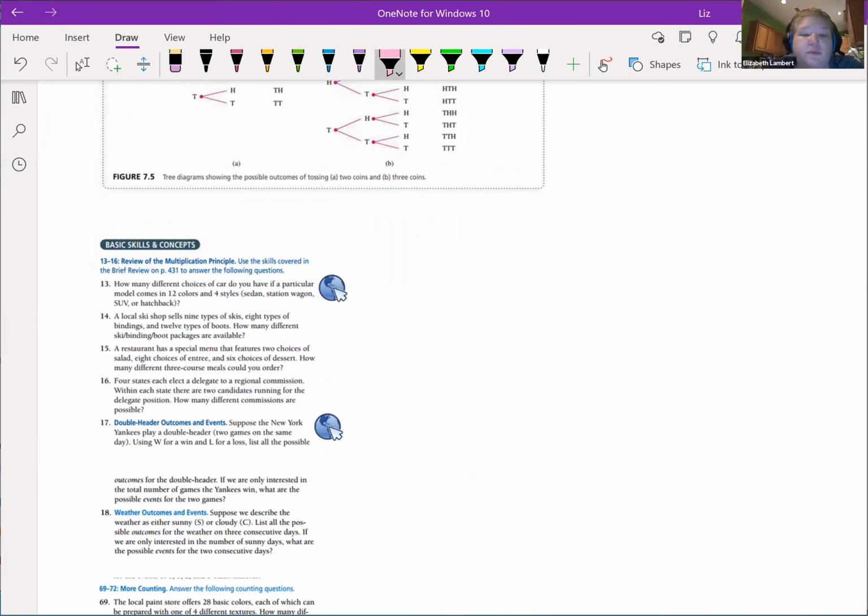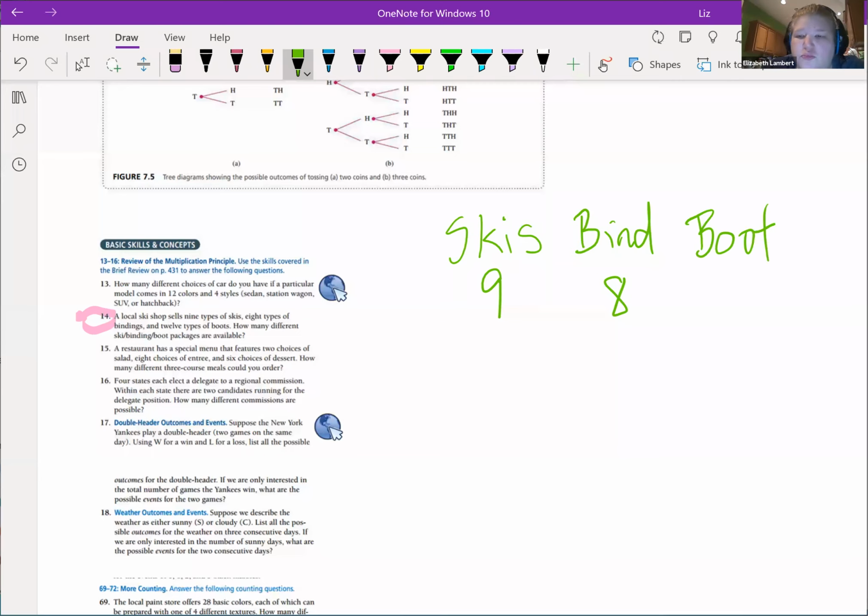So, a local ski shop sells, doing number 14 here, 9 types of skis, 8 types of bindings, and 12 types of boots. How many different ski binding boot packages are available? All right, so we have skis, and the choices are 9. Then we have the bindings. There's 8 different ones of those. And then we have boots. And there are 12 types of boots.